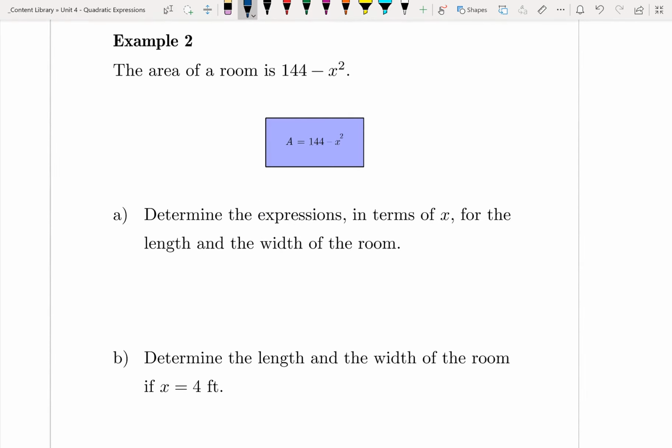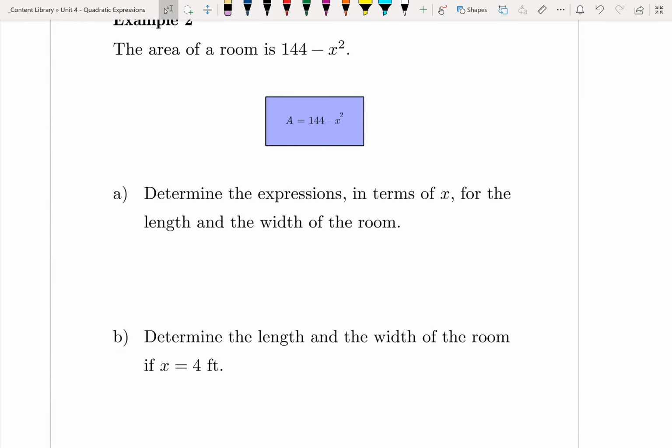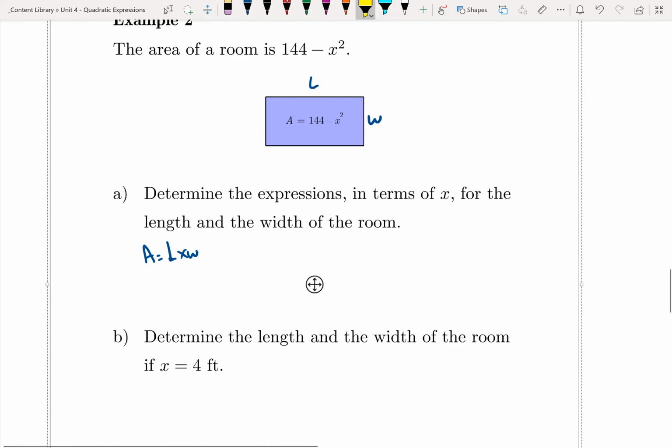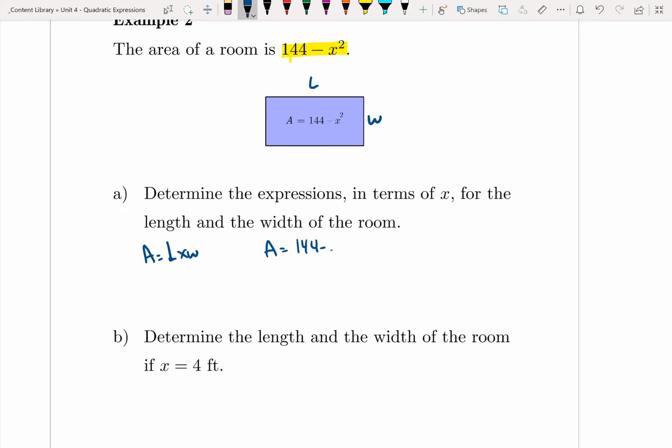Example 2. We have the area of a room, which is 144 minus x squared. So that is my area of this room. I want to determine the expressions in terms of x for the length and the width. So I want to find out what is my length and the width. So we know that area originally equals length times width. So basically I need to turn this given area into something that is a product of two terms that are multiplied. And again, looking at the 144 minus x squared, this looks something like a difference of squares.